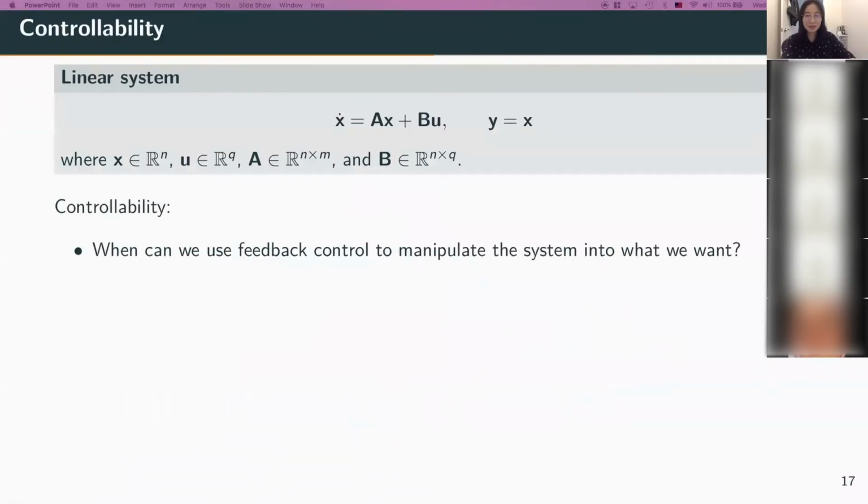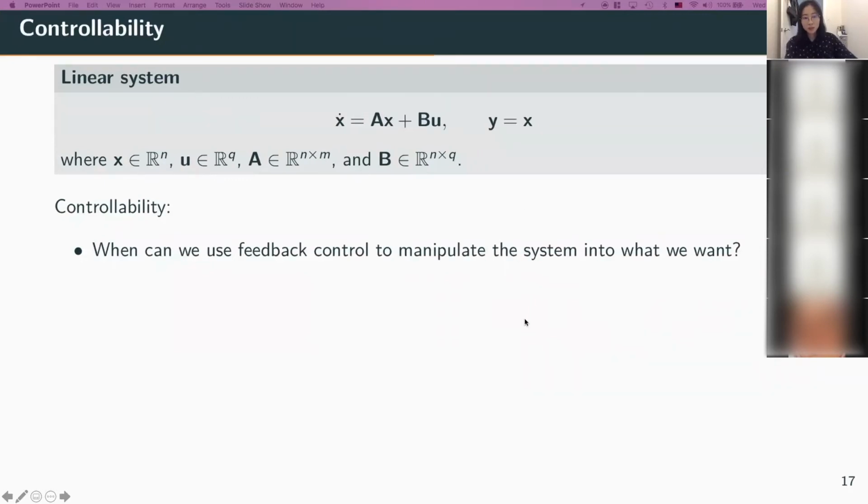So here's again our dynamical system. Formally, we're going to assume that we have n states and q control knobs that we can turn. A should be an n by n matrix, this is a typo, and B is an n by q matrix. Let's again assume that we can observe the entire state and there are no disturbances.